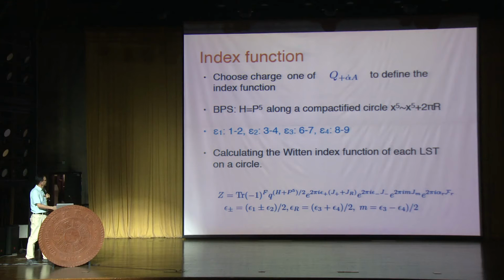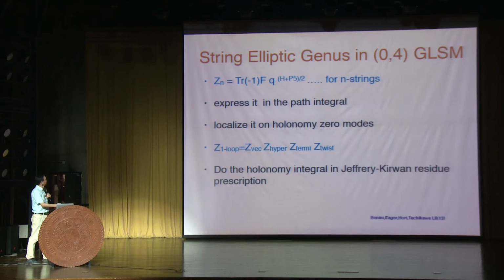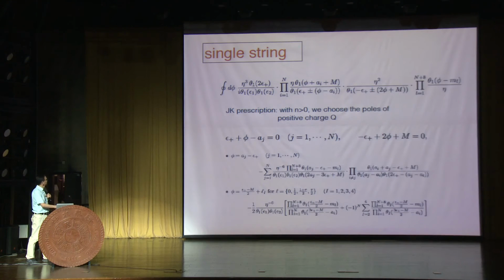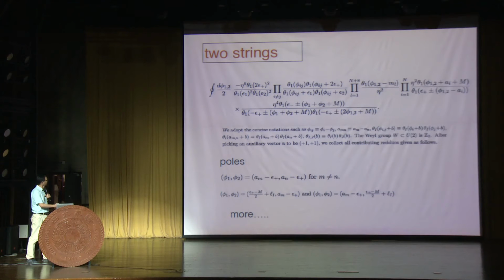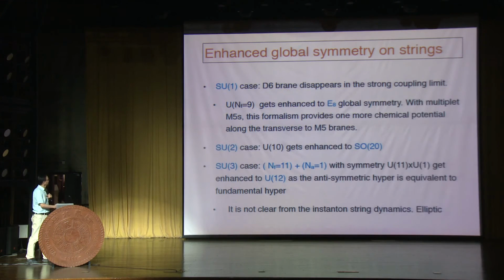Now one can define the index function, which is well-trodden, by turning on various chemical potentials and calculate it. Then here is the SU(N) case, the Sp(N) case. So here is the elliptic genus for single strings and 2 strings and more for arbitrary number of D6 branes. And then one can compare with the previous calculations and also check the global symmetry.